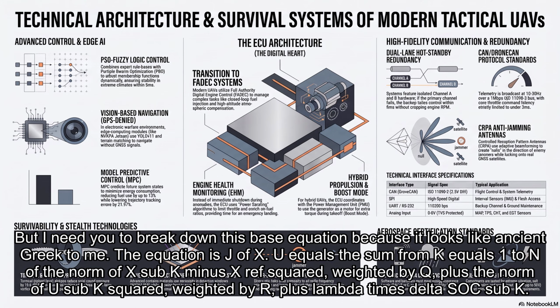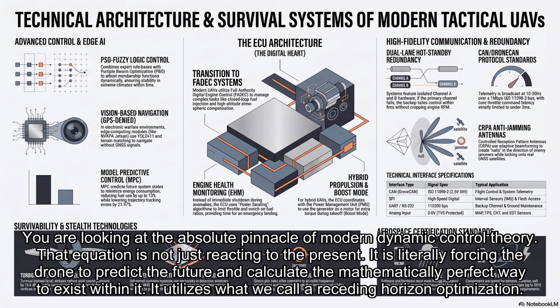The equation is J of x, u equals the sum from k equals 1 to n of the norm of x sub k minus x ref squared weighted by Q, plus the norm of u sub k squared weighted by R, plus lambda times delta SOC sub k. You are looking at the absolute pinnacle of modern dynamic control theory. That equation is not just reacting to the present, it is literally forcing the drone to predict the future and calculate the mathematically perfect way to exist within it. It utilizes what we call a receding horizon optimization.